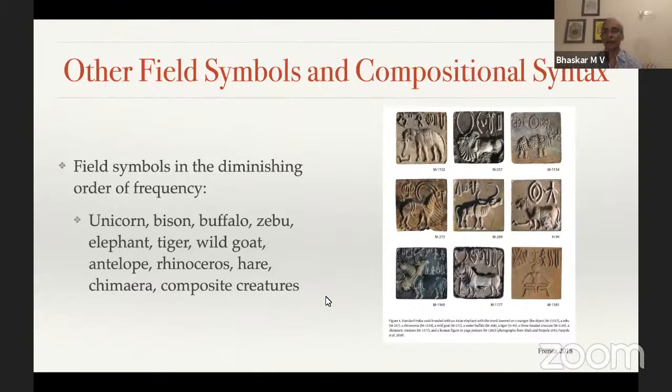This is the summary of the field symbol in Indus seals, and you can see many of them on the right. Not all of them, but many of them. You can see the elephant, you can see the zebu, you can see the rhino, the mountain goat or the ibex. You can see the bison, you can see the tiger, you can see composite animals, the chimera, and you can finally see the man seated in an asana position. So all these are part of Indus field symbolism, right?